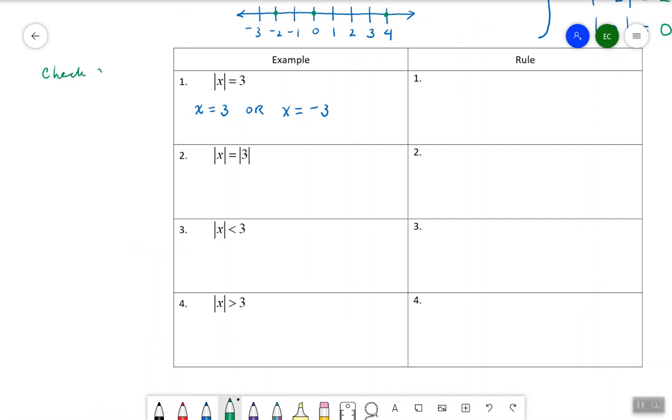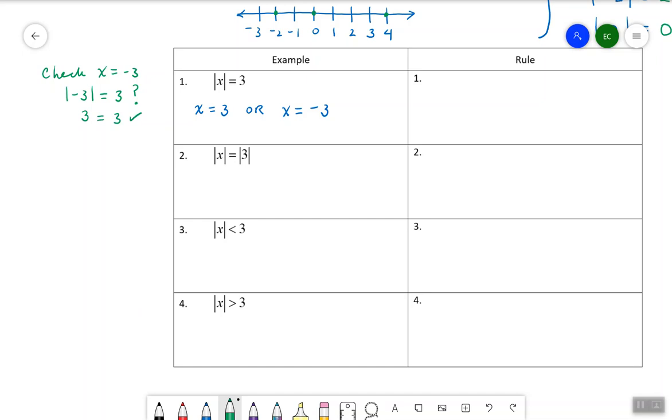Check x equals -3. So just plug it in and ask, is that true? Well, on the left-hand side, we can simplify. We can drop the absolute value and drop the negative along with it. The absolute value of -3 is 3. And so, yes, that worked out.